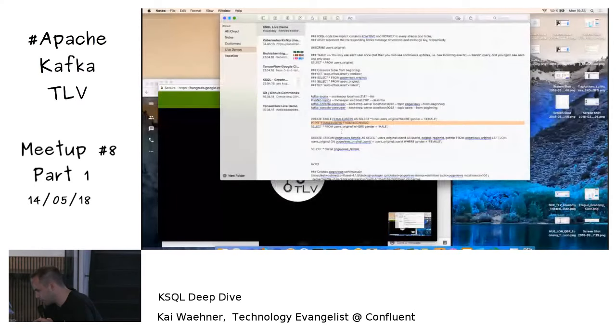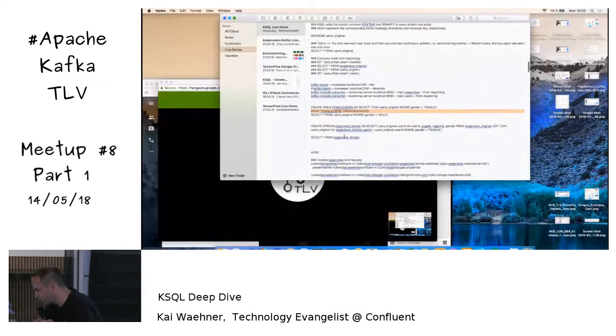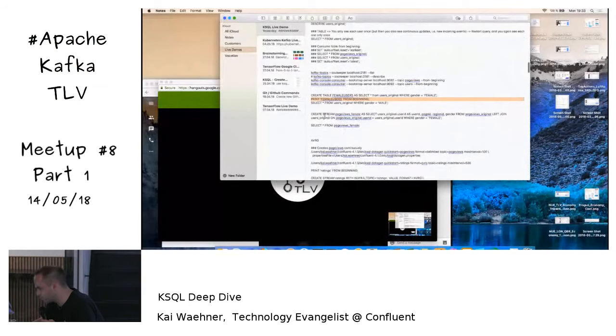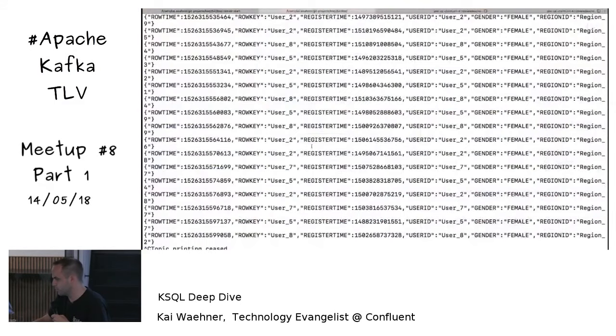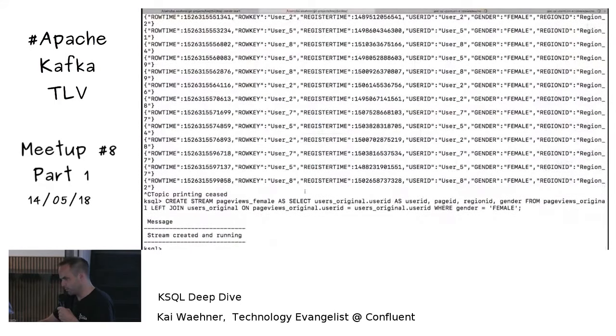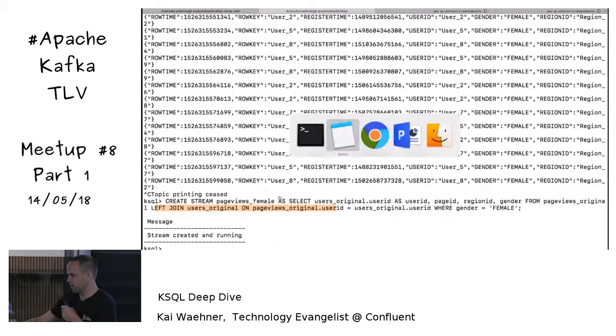And I'm almost done with the first demo. One more important thing, let me just create one more stream here. This one stream is with a left join, so here you see a little bit more powerful example, where we do a join between two different things and create a new stream again, page views by female user.